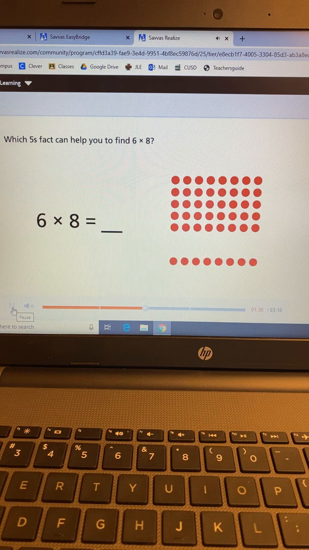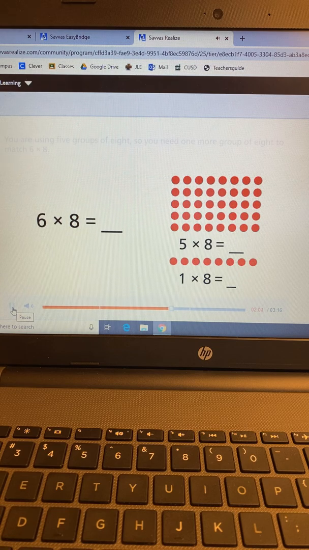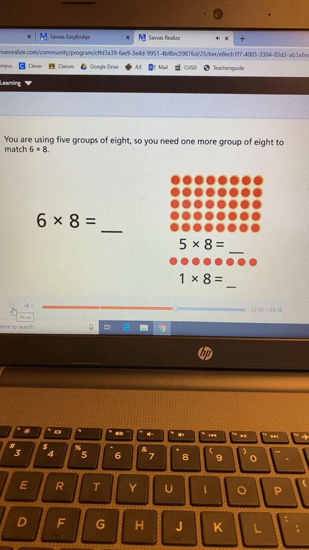Which 5's fact can help you find 6 times 8? 5 times 8 can help you find 6 times 8. You can also use 1 times 8 to help you find 6 times 8. Why are we using the 1's fact 1 times 8 as well? You are using 5 groups of 8, so you need 1 more group of 8 to match 6 times 8.